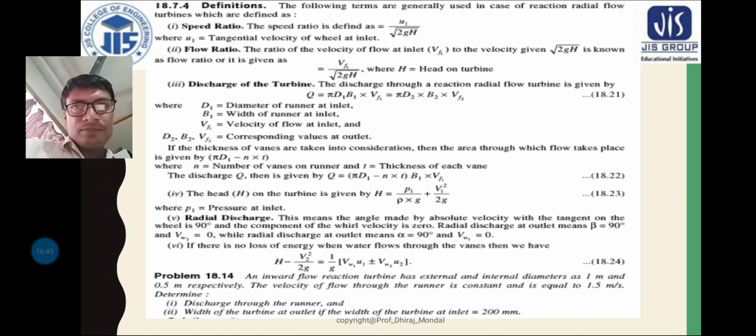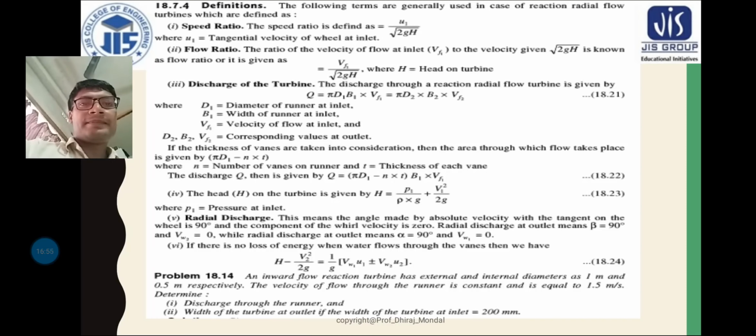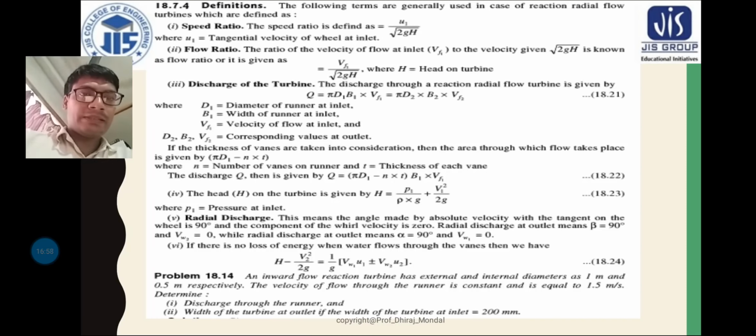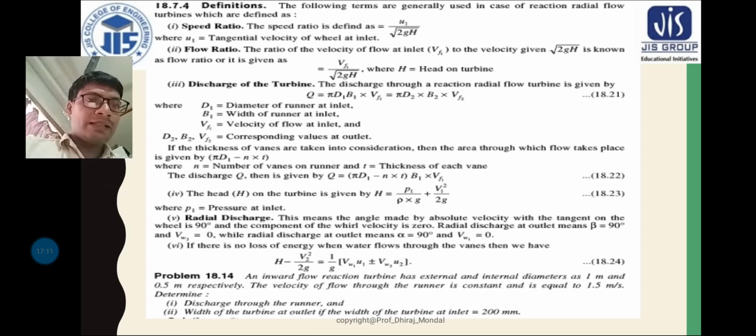Now the head on the turbine is given by P1 by rho g plus V1 square by 2g. Why? Because the head on the turbine is basically the pressure head and kinetic head. So the pressure at inlet is P1. Okay. Now the radial discharge: here, basically the angle made by the absolute velocity with the tangent on the wheel is 90 degree, and the component of the whirl velocity is 0.